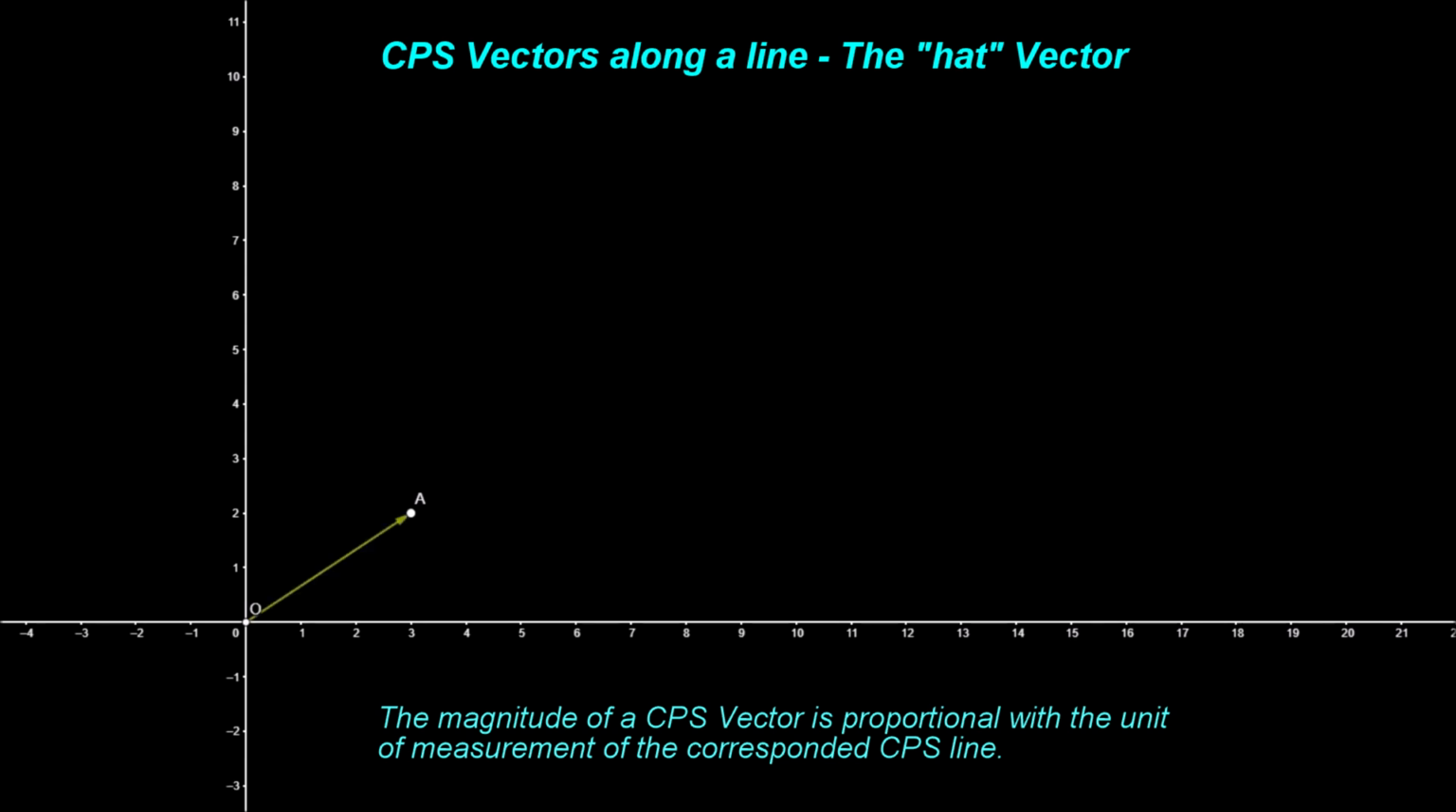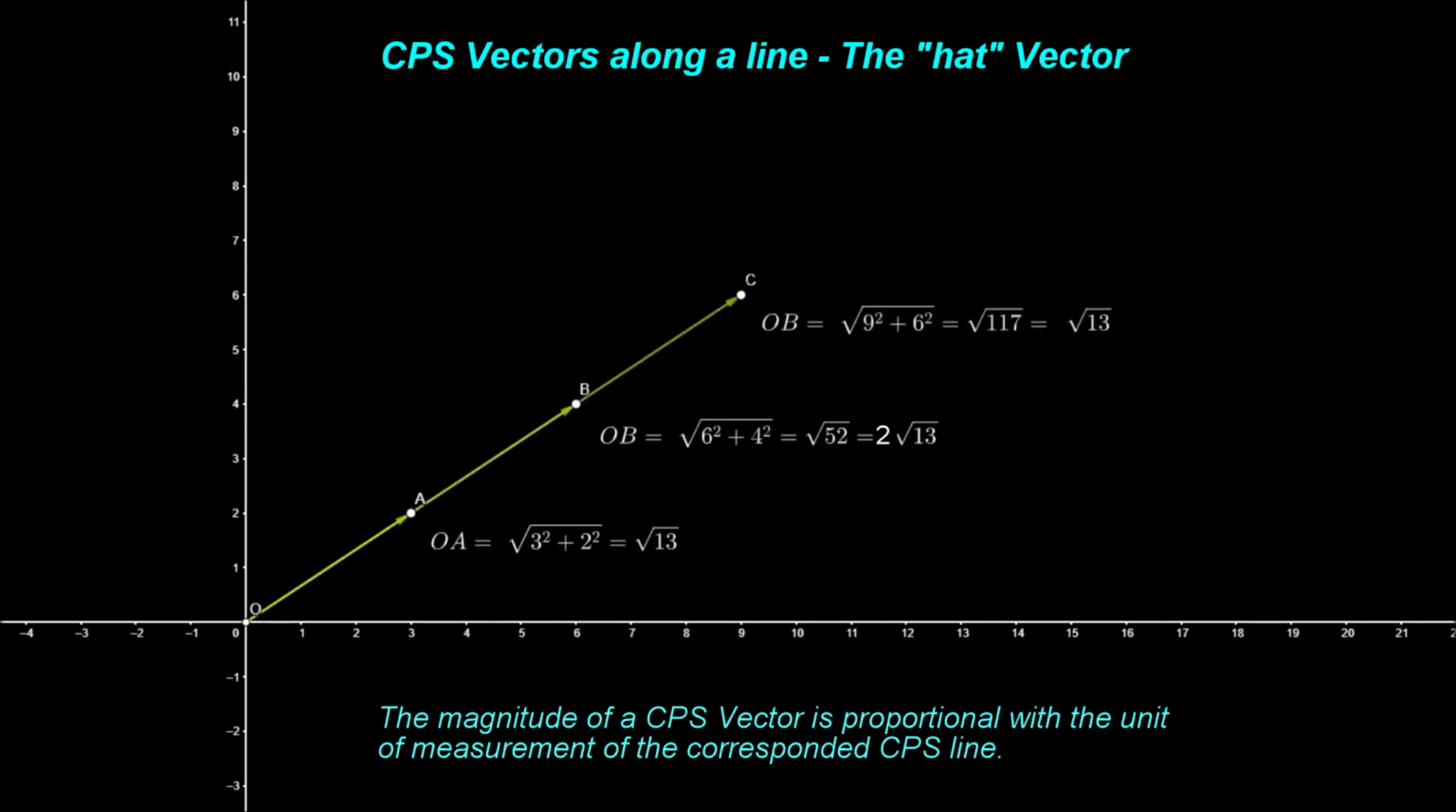For example, OA is the smallest vector along this direction. We can state this by observing that OA does not intersect any other CPS node in the grid. Using a dedicated term from linear algebra, we will refer to this vector as OA hat.